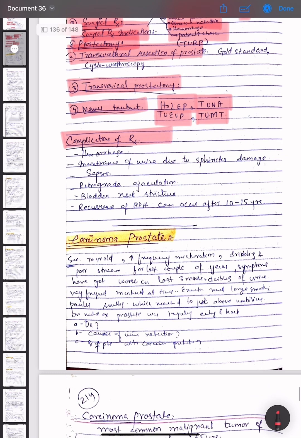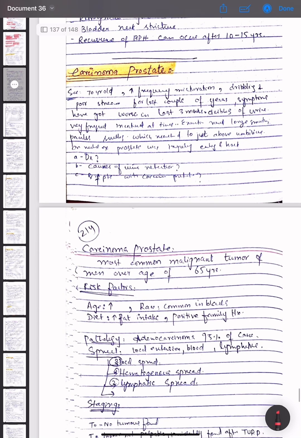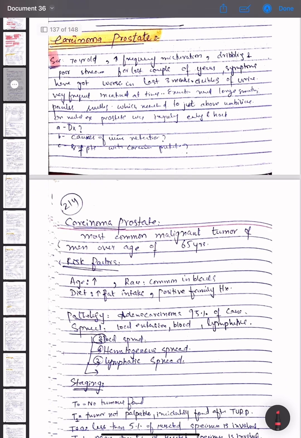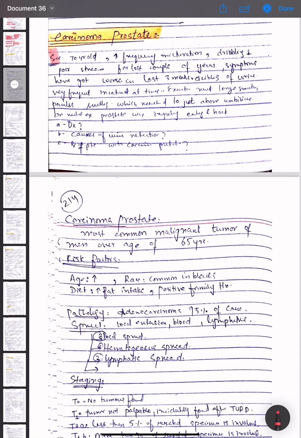Now coming towards carcinoma prostate, there is a scenario of a 70-year-old patient with increased frequency, hesitancy, dribbling, and poor stream for the last couple of years. Symptoms have got worse in the last 3 months. Dribbling of urine very frequently, with incontinence at times. There is a large smooth painless swelling reaching just above the umbilicus, and the prostate was irregular. So what are the diagnoses, the causes of urine retention, and what is the treatment of patients with carcinoma?